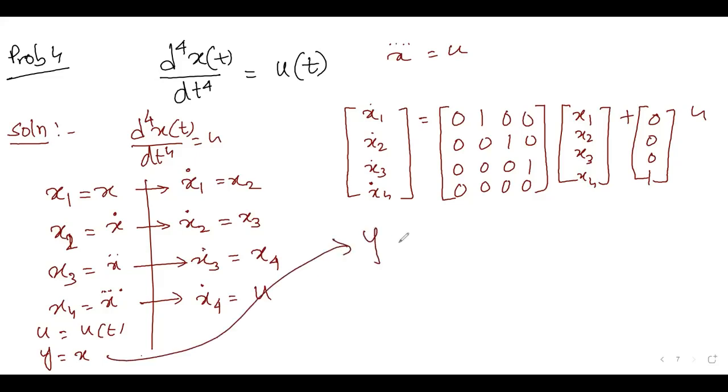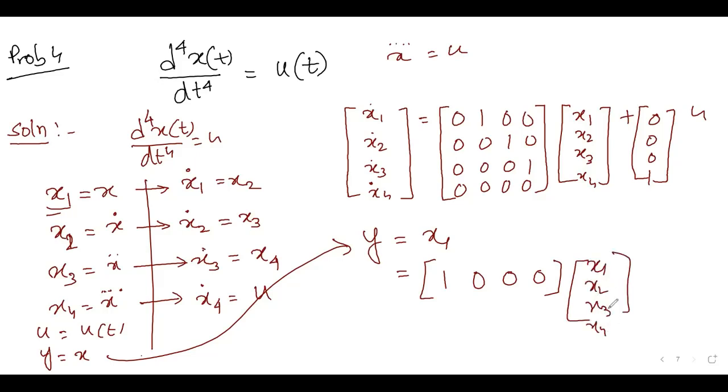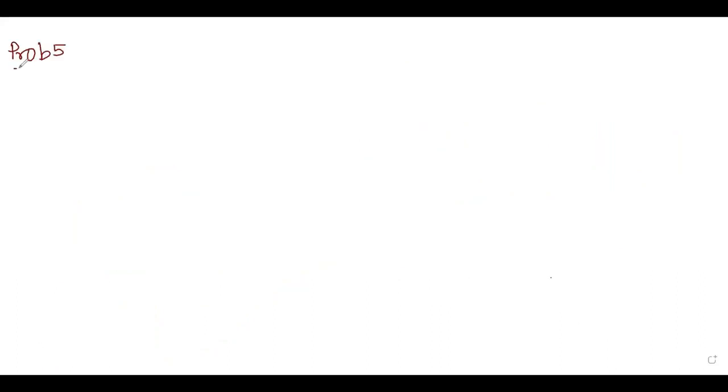Y equals x, that means y equals x1, so the output is y equals x1. So write 1 0 0 0 times x1 x2 x3 x4. Okay. Yes, sir.